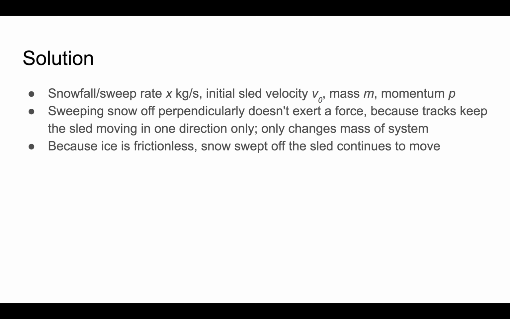So snow falling on the sled will change the mass of the system, though. If snow falls on the sled for t seconds, then the new mass of the system is m plus xt, because we've added this snow to the system. And because ice is frictionless, snow that is swept off the sled continues to move. That's just something interesting to think about. It's not necessarily something you need to ponder.